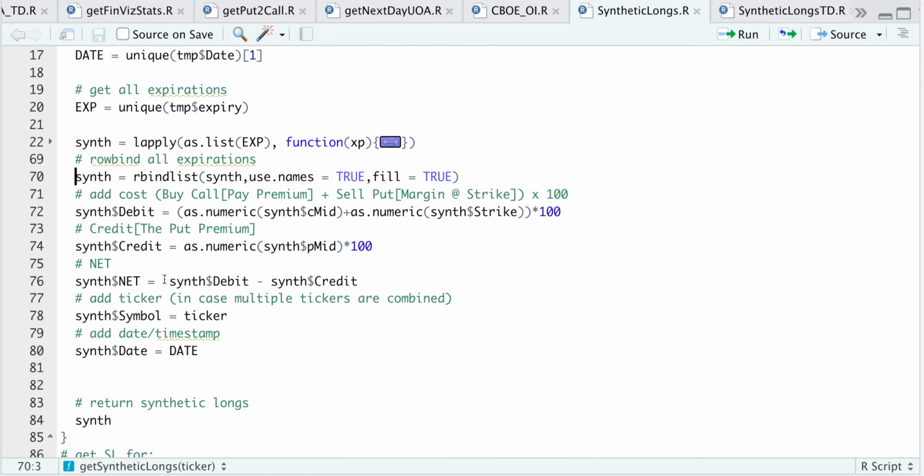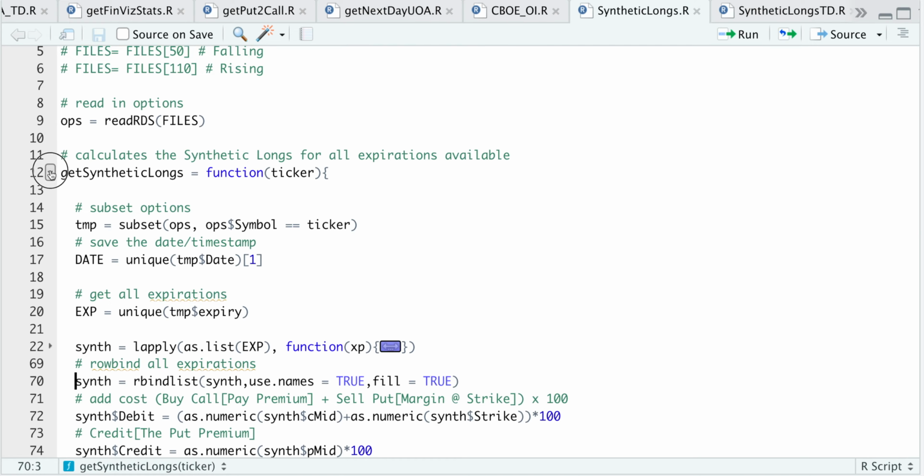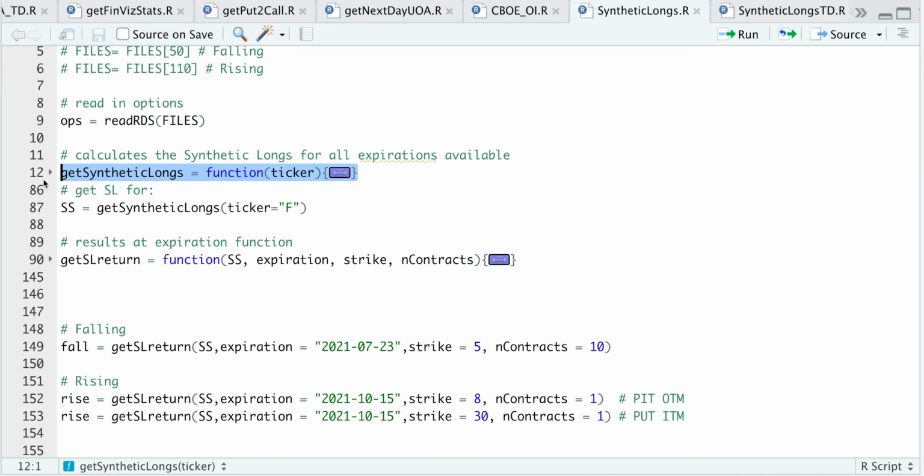The reason I chose Ford stock is because it has a relatively low stock price, which makes it easier with the margin requirements. I'm also going to add the symbol as a column and the date. So it'll do that for all the expirations and all the strikes. So let's go ahead and use this function. I'm going to run it and test the function.